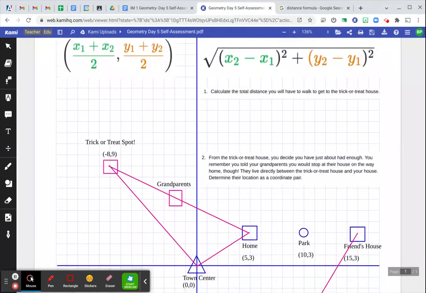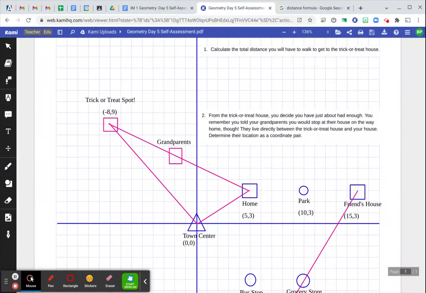Now, what we're looking at in the self-assessment today is you are walking directly from your home to town center, and then from town center directly to the trick-or-treat spot. And then from the trick-or-treat spot, you are going to walk directly home, but you need to stop by your grandparents, and they live exactly halfway between this trick-or-treat spot and your house.